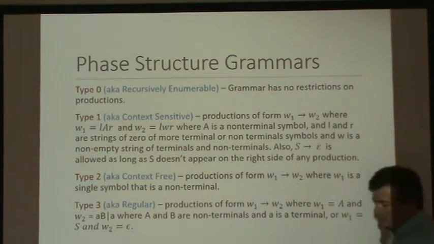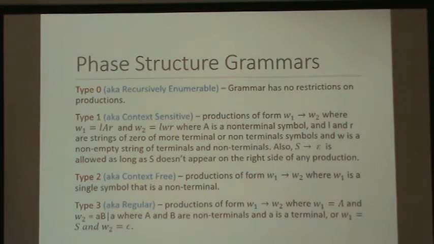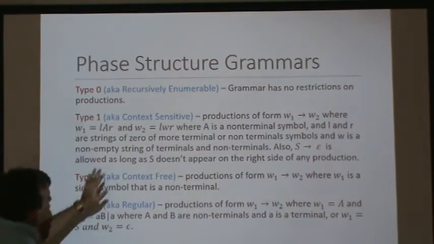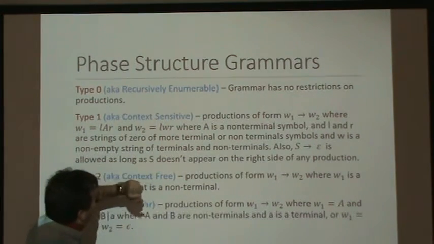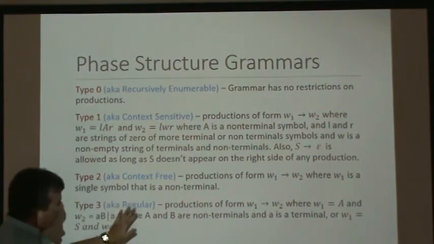And over the next several classes, we're going to talk about different types of grammars. Sometimes they're referred to as type 0, type 1, type 2, and type 3. And sometimes they're referred to by their names: recursively enumerable grammars, context-sensitive grammars, context-free grammars, and regular grammars.